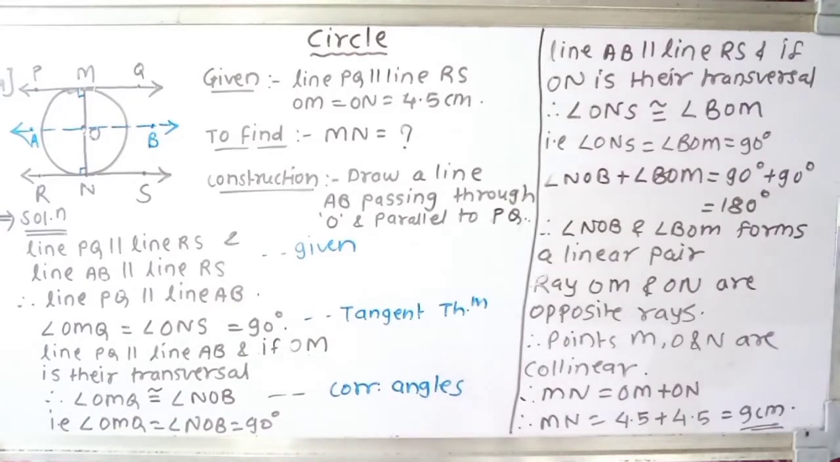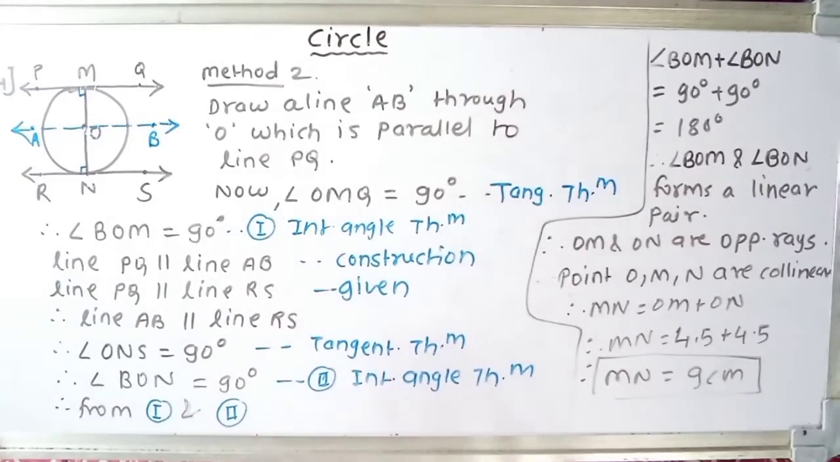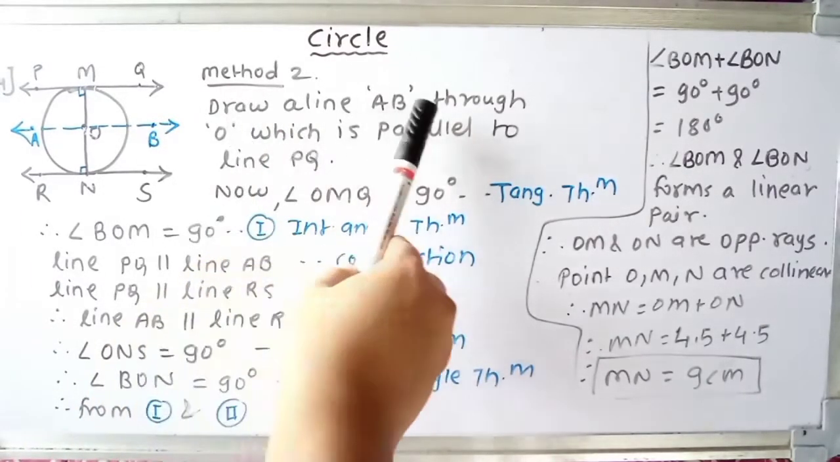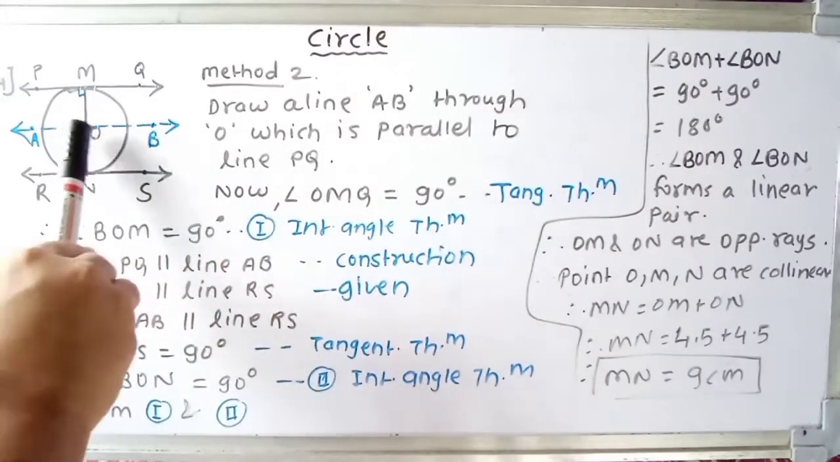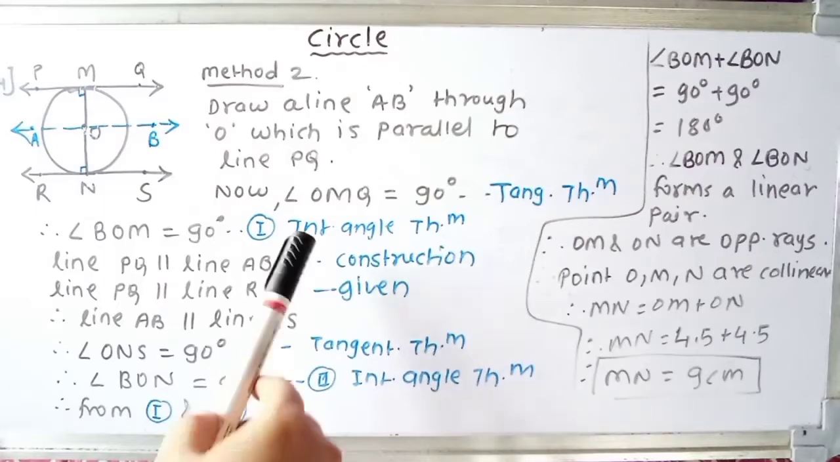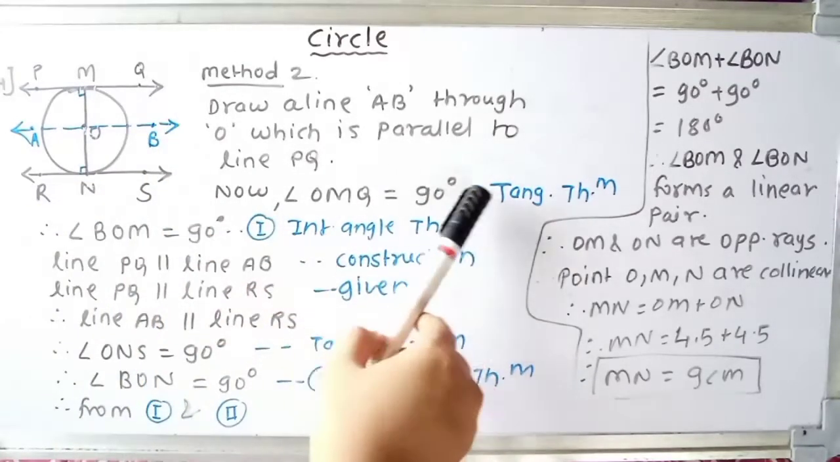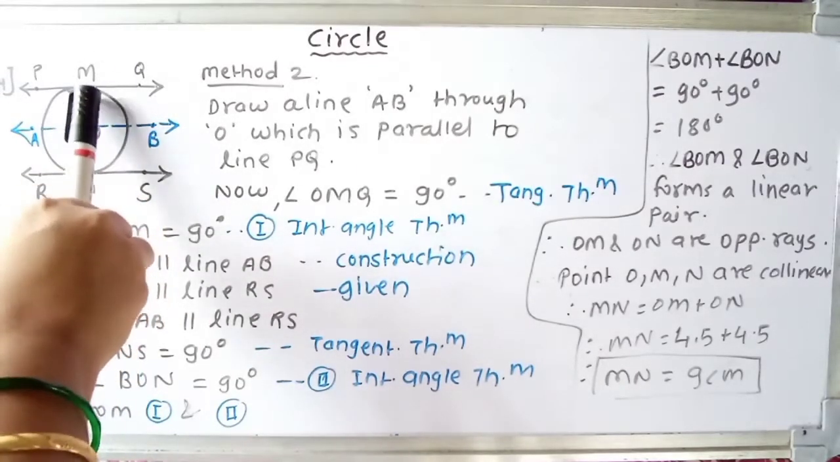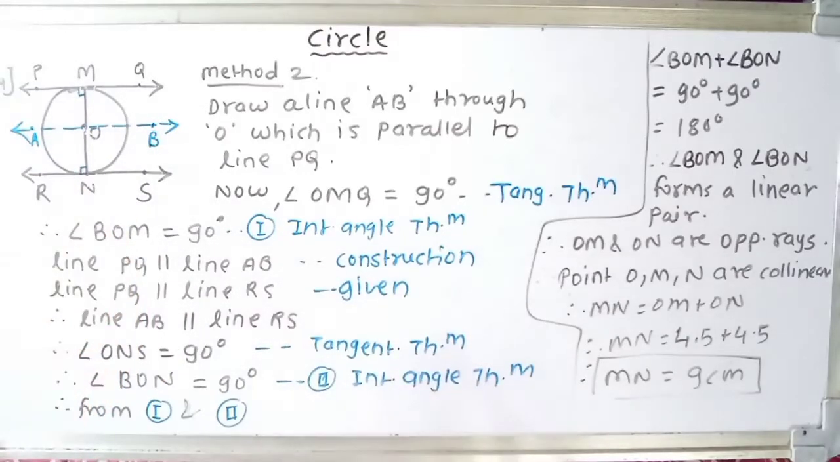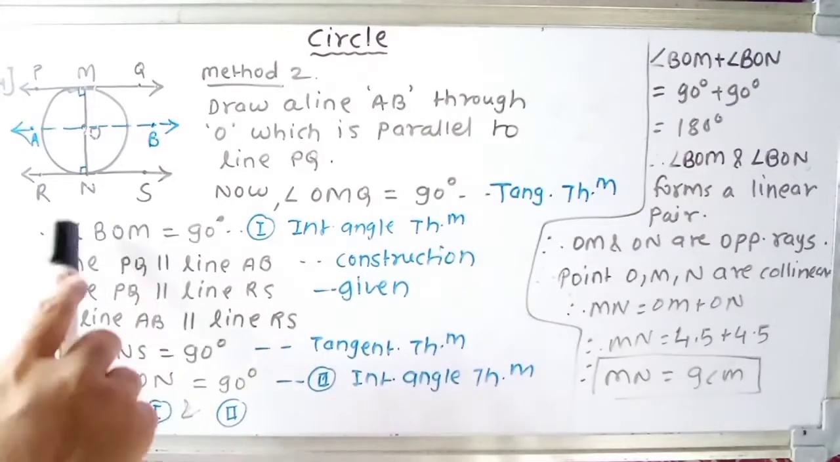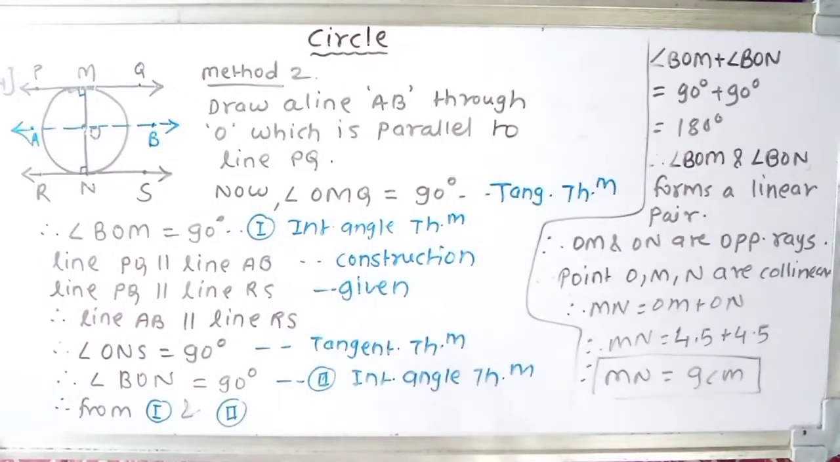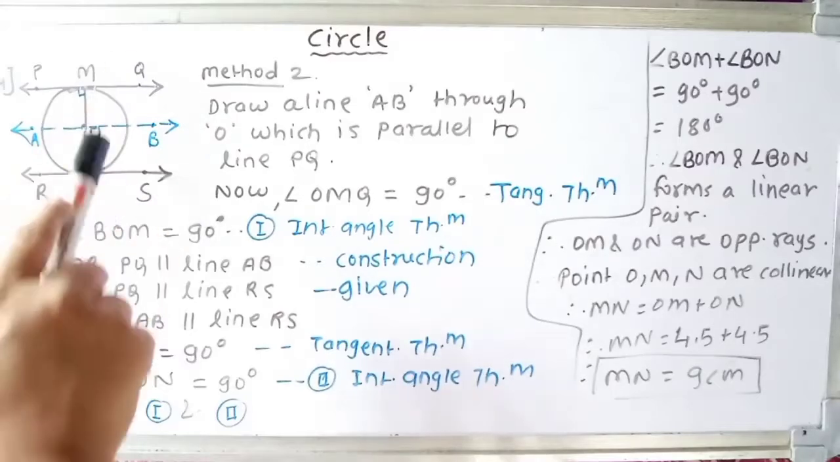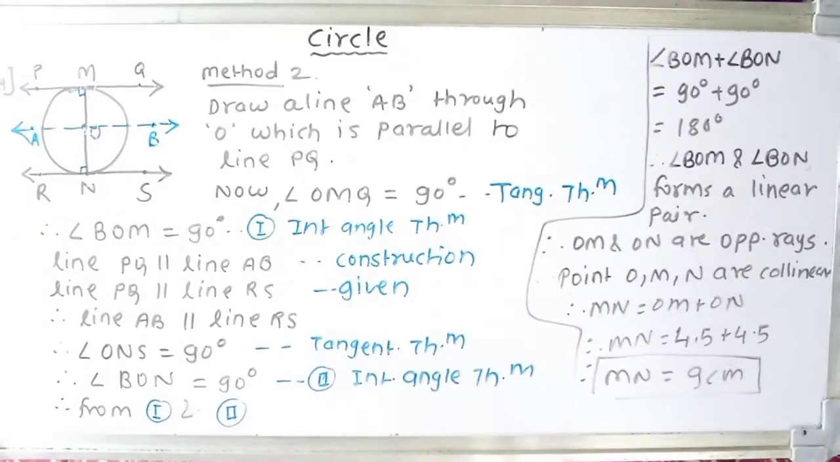So write it down in your notebook. Now you can solve by another method also. Right here, draw a line AB through point O which is parallel to line PQ. Now we know angle OMQ is equal to 90 degrees by the tangent theorem. Therefore, OMQ is 90 means we can say that BOM is also 90. This angle and this angle are interior angles. So by the interior angle theorem we can say that angle BOM is also 90. Give it as equation number 1. Now PQ parallel to AB and PQ parallel to RS means AB is also parallel to RS.